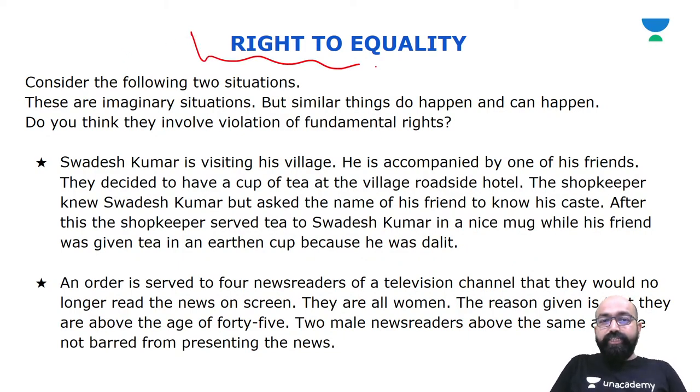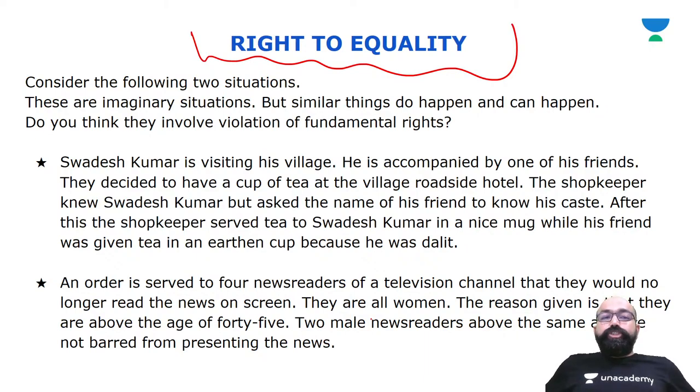First, we'll see the right to equality. Now we'll see two conditions. Understand, friends, these are imaginary situations, but similar things do happen and can happen. Do we think they involve violation of fundamental rights? Suresh Kumar is visiting his village, accompanied by one of his friends. They decided to have a cup of tea at the village roadside hotel. The shopkeeper knew Suresh Kumar, but asked the name of his friend to know his caste. After this, the shopkeeper served tea to Suresh Kumar in a nice mug, while his friend was given tea in an earthen cup because he was Dalit.